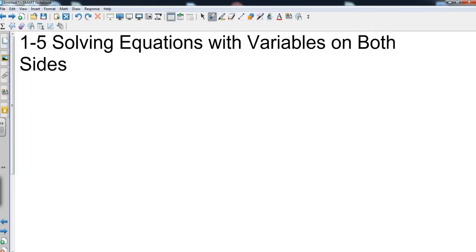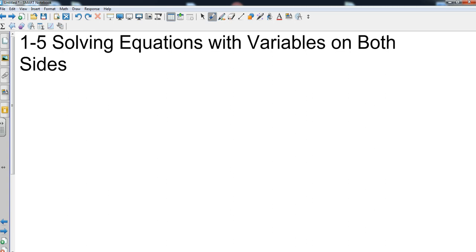Algebra 1, Chapter 1, Section 5, Solving Equations with Variables on Both Sides. So there's three different examples we're going to be looking at. We can look at one that actually has a solution where it comes out to be, let's say, x equals 4. There's another one that has no solutions, where there's not a number we can plug in that will make the equation work. And then there's an equation that has infinite solutions where it doesn't matter what number we put in, it will always work. And so I'll show you those three.